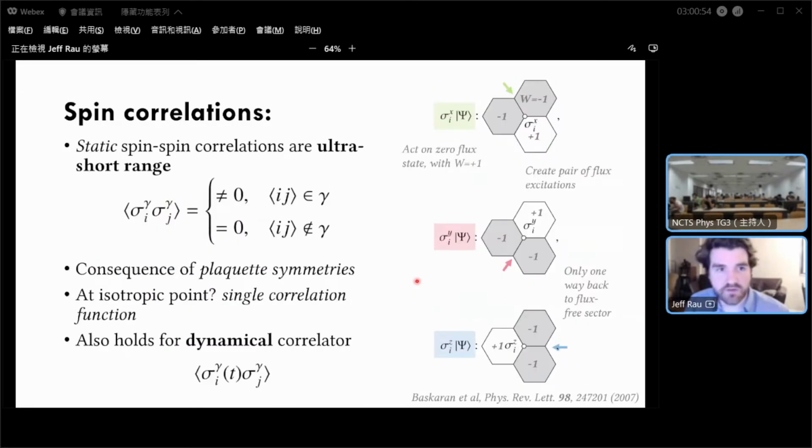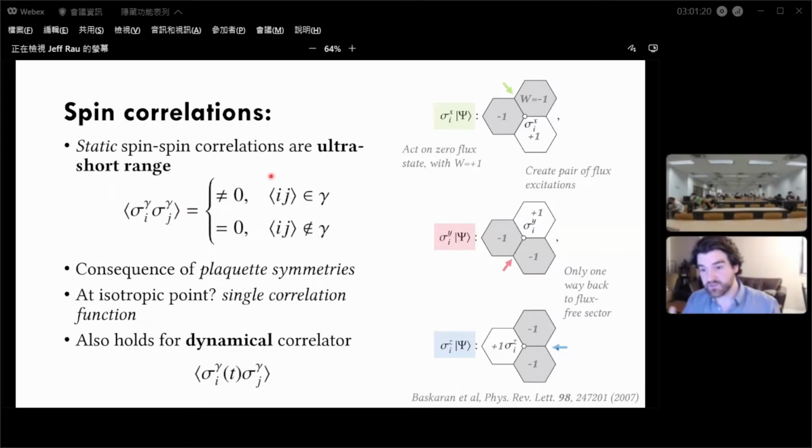Okay, so I'm running low on time, so let me go a little bit quickly. Based on these plaquette symmetries, you can actually work out how these spin correlations go. Just like these commutation relations of the spins with the plaquette operators restricted the average to be 0, it actually also restricts the spin correlator to be nearest neighbor only.